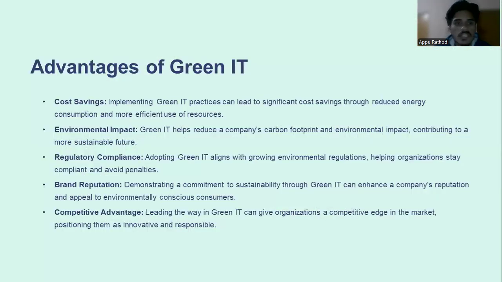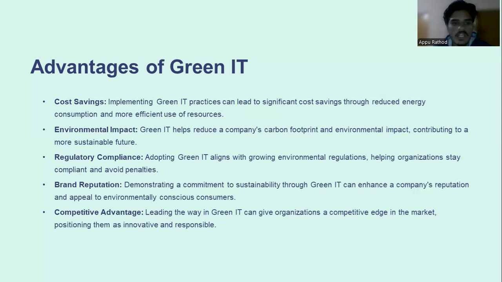Next, what are the advantages of green IT? So first one is cost saving. Implementing green IT practices can lead to significant cost savings through reduced energy consumption and more efficient use of resources. Next one is environmental impact. Green IT helps reduce the company's carbon footprint and environmental impact, contributing to a more sustainable future.